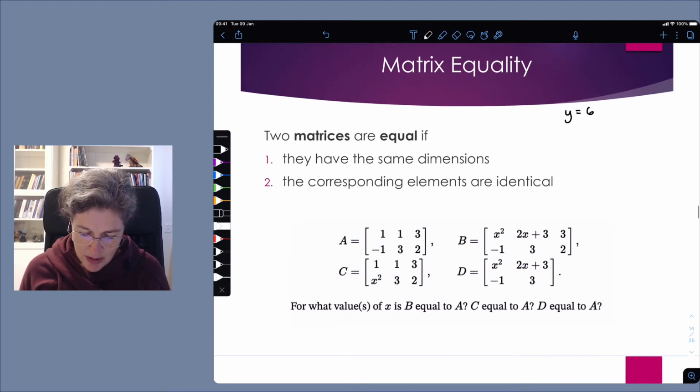So take a moment and think about that, and then answer these questions. For what values of x is b equal to a, and c equal to a, and d equal to a? And think about how you would answer those. Have you done it? Okay, well, let's check.